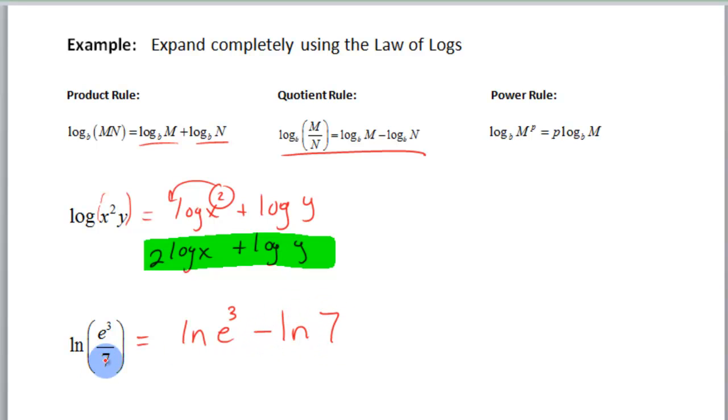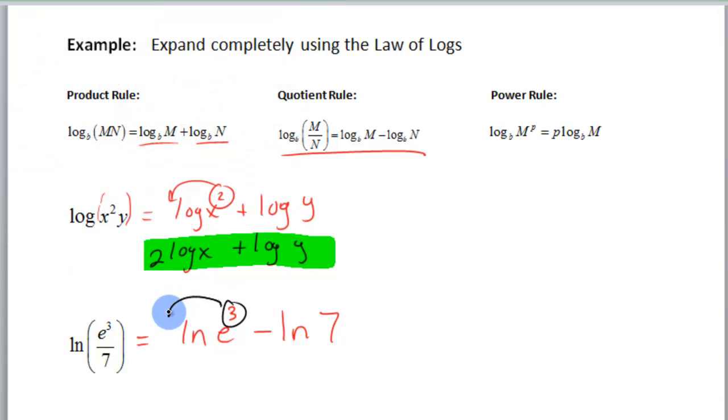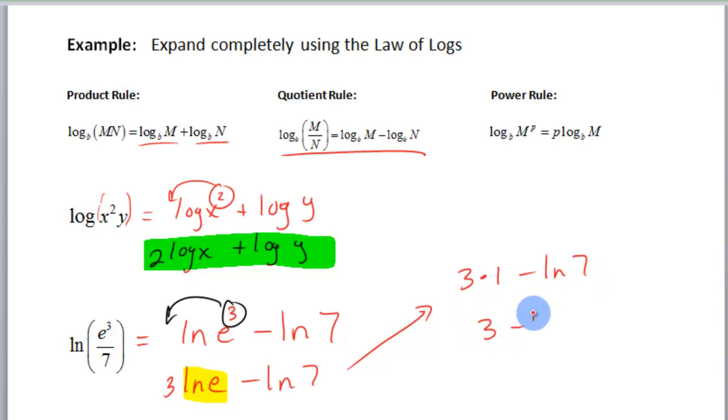If you have more than one thing in the denominator, there'll be another minus something. Things in the numerator are positive out front. Then we have to bring that 3 down to the front: 3 natural log e minus natural log 7. But what is the natural log of e? That's just a 1. So this is 3 times 1 minus the natural log of 7, or 3 minus the natural log of 7.